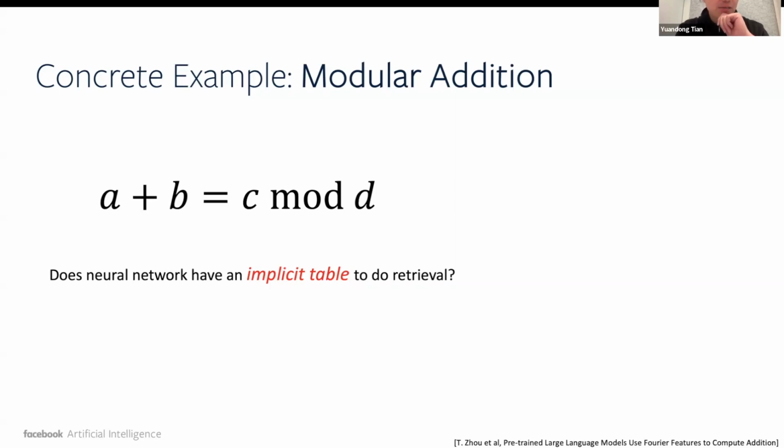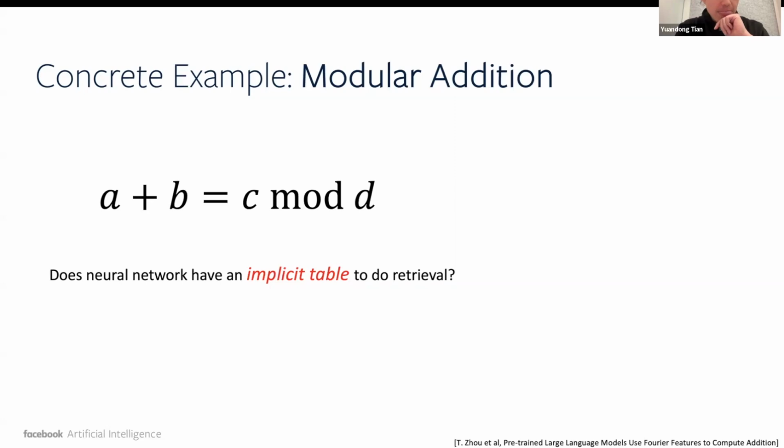So the modular addition problem is super intuitive. You have two numbers, A and B, and you compute A plus B, mod some large prime number D. This is a very simple task, and you can imagine that you can just put everything into a table of size D by D. Then once you have the table, you solve the problem easily.